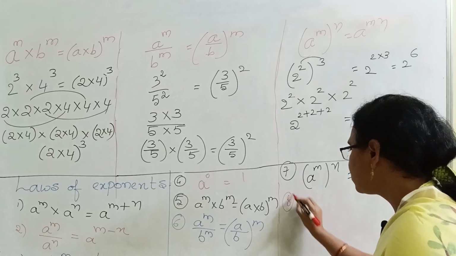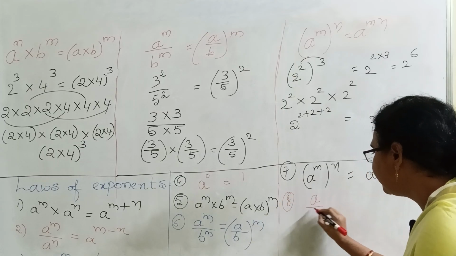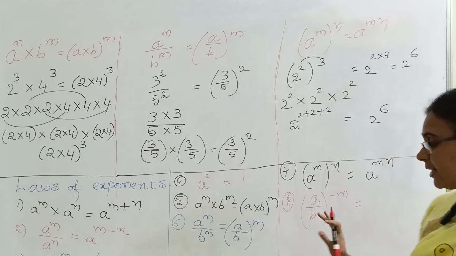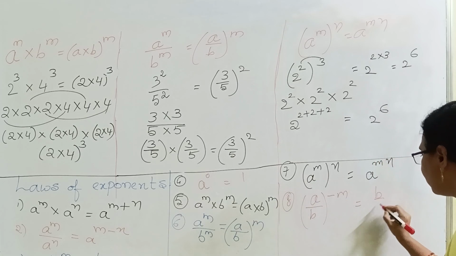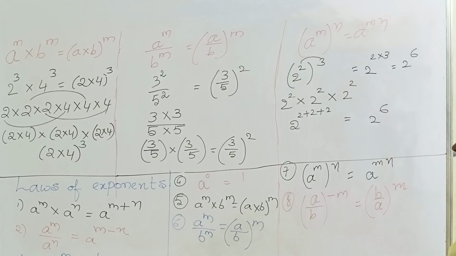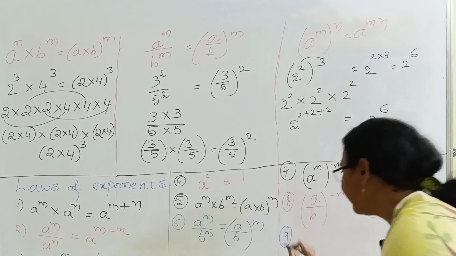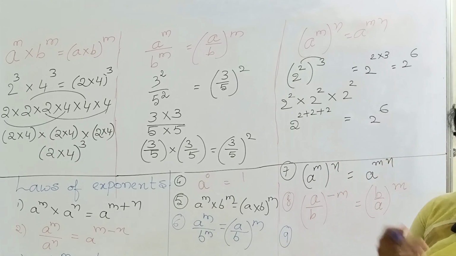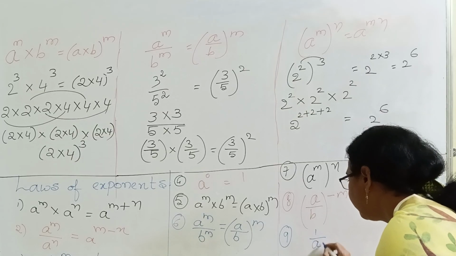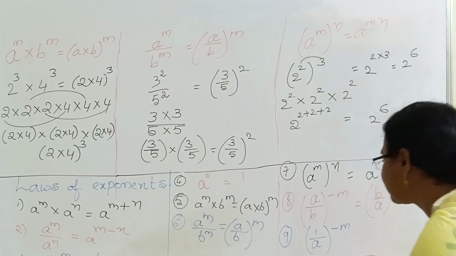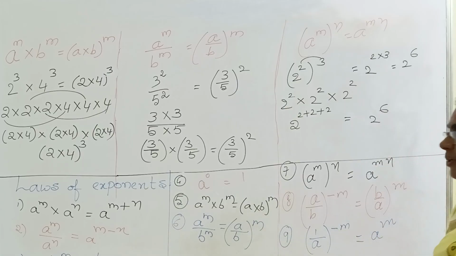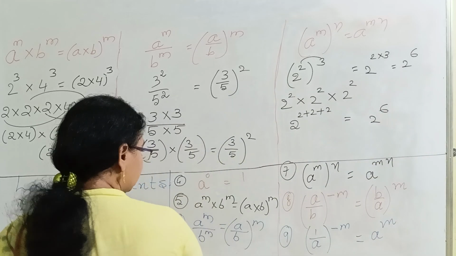And one more also I explained, a by b whole power negative m. Whatever is the base, if negative exponent is there, you have to write reciprocal of base and common exponent. Okay. And next, suppose it's not a by b, 2 by 3, 5 by 9 like that. Here they given 1 by a whole power minus m. So reciprocal of base only, a power m. Did you understand? Like that you will get it.